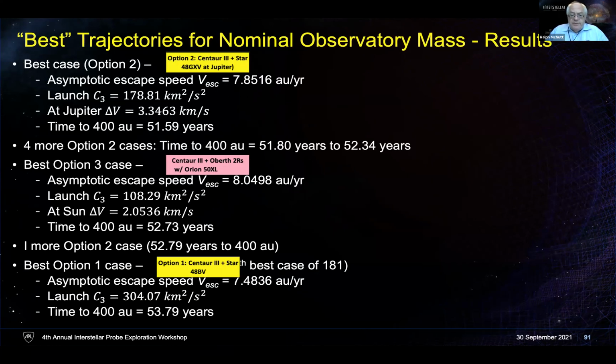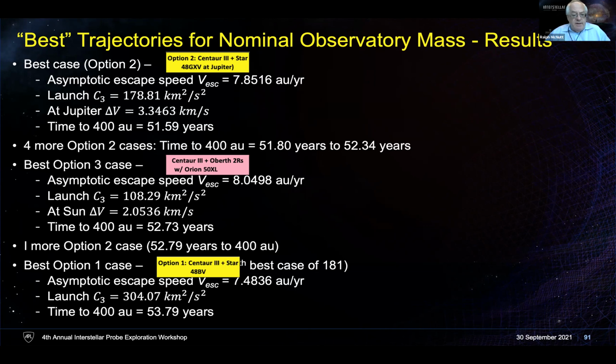So for the best trajectories for the nominal observatory mass, the best case that we got using this limiting process was for option 2, with a burnout at Jupiter escape speed of about 7.8 kilometers per second. This is with a Centaur plus a Star 48 GXV. Time to 400 AU is about 52 years. There were 4 more option 2 cases with times out to 400 AU of about 51.8 years to 52.34. So these were all very closely spaced, and that was true of a majority of these cases.